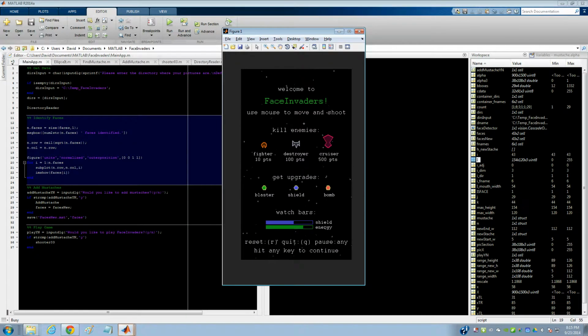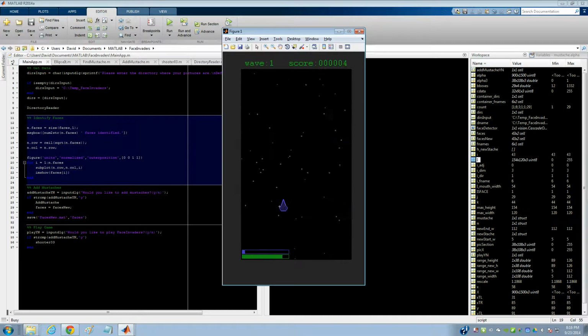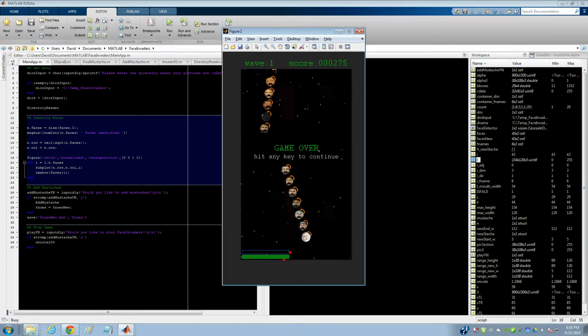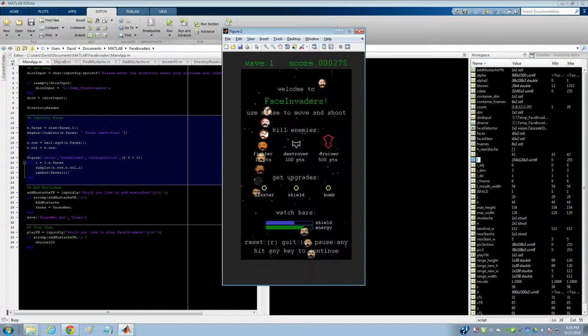So we will play FaceInvaders, and here's our game. And soon the characters will come with their mustaches on, and there they are. The All Blacks actually look pretty good with mustaches, and they shoot a lot. I will pause that. Oh, that's not the pause button. Oh, I died. Alright. Well, there we are.